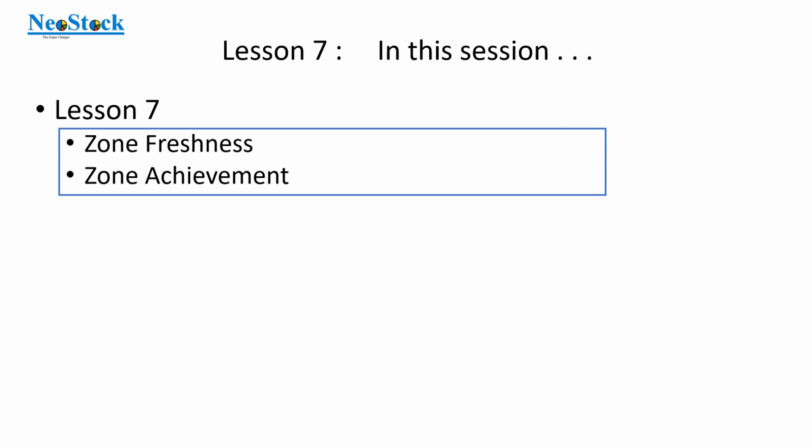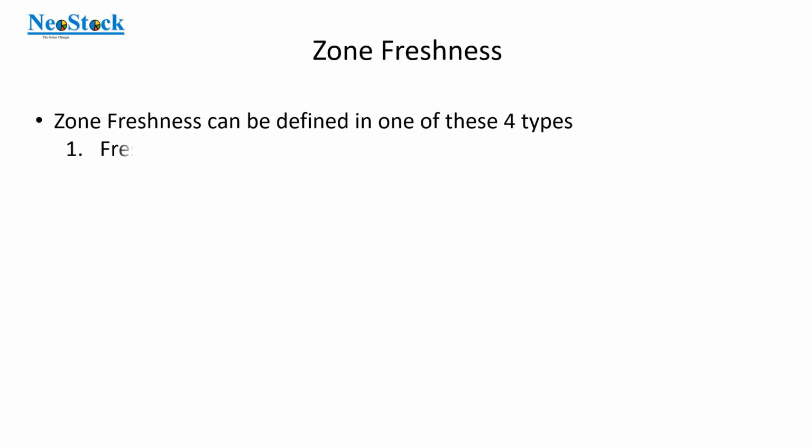So let's continue with our topic. Let's start with zone freshness. Zone freshness can be defined in one of these four types. The first one is fresh. Second one is tested. Third one is pierced. And the fourth one is violated. These are the four types we can define for zone freshness.